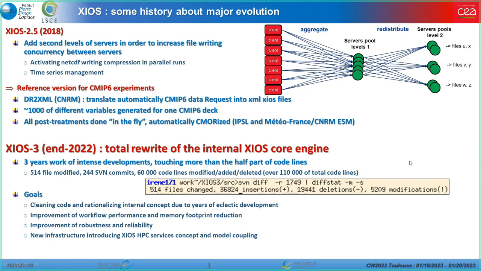And so the goals for this were firstly to clean the code and to rationalize internal concepts due to years of eclectic development, to improve the workflow performance and decrease memory footprint, to improve the robustness and the reliability of the code, and to introduce a new infrastructure of HPC services and model coupling that I will focus on more in the next part of the talk.